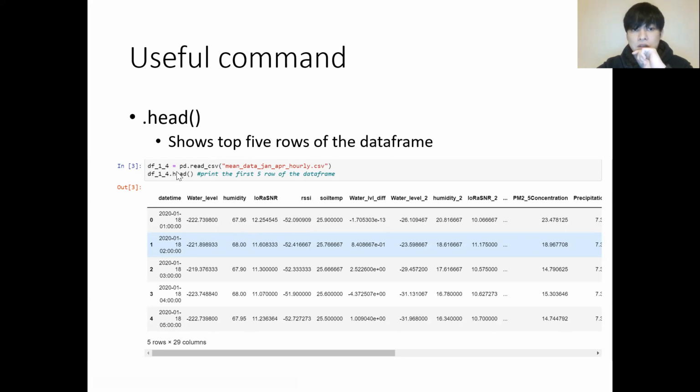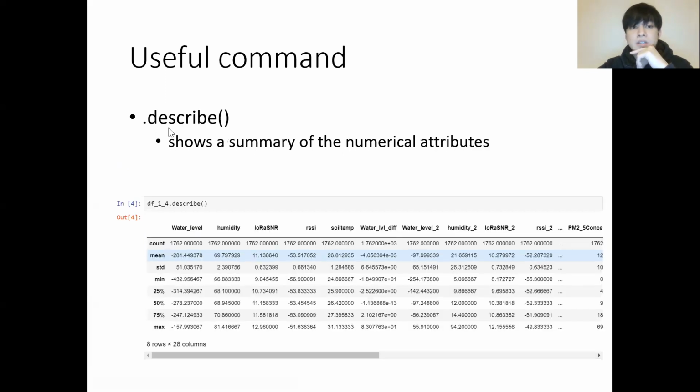As you can see on the cell here, dot head prints out the first 5 rows of the data frame, so you can see how it looks. Then the second command is dot describe. Dot describe shows a summary of the numerical attributes.